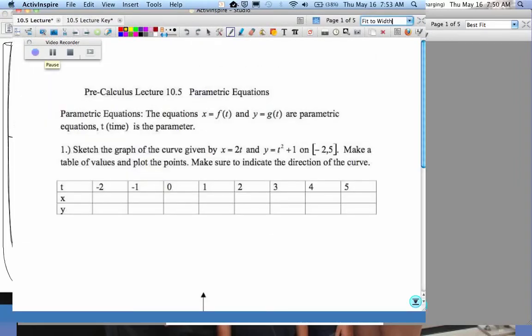The 10.5 stuff will introduce, well, 10.5 to 10.7 introduces polar coordinates and a couple different modes on the calculator. So the big thing for this test will be to make sure you switch your modes properly.